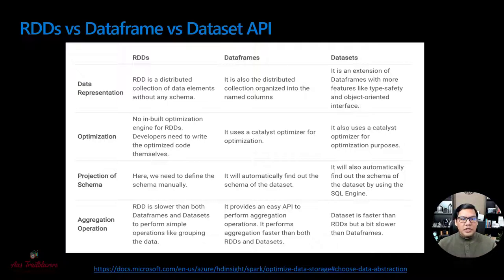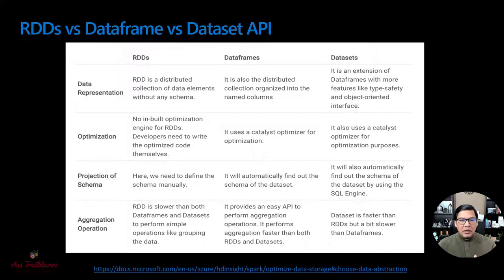With respect to optimization, there is no built-in optimization engine for RDD. As a developer, we need to write the optimized code by ourselves. Whereas if we are using data frame API or dataset API, the code, before it executes, goes through the Catalyst Optimizer for optimization. We do not have to worry about how the code should get executed. We just have to write our query, what we want to do, and it takes care of the how part. With respect to projection of the data, when we are using RDD API, we need to define a schema manually. With data frame API, it will automatically find out the schema of the dataset. With dataset, it will also automatically find out the schema of the dataset by using the SQL engine.